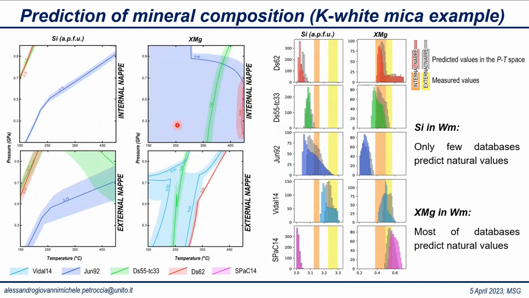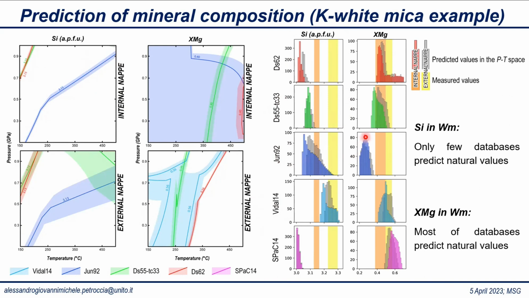Another parameter that we want to test is the prediction of composition, the classical isopleth approach. Here we put the example of the potassium white mica. Here we have the isopleths for the silica in white mica and the X magnesium in white mica for both internal and external nappes. As is clear, not all databases were able to predict our natural composition. Here with the thick line we have the average of the measured values, and with the shaded part we have the entire range.